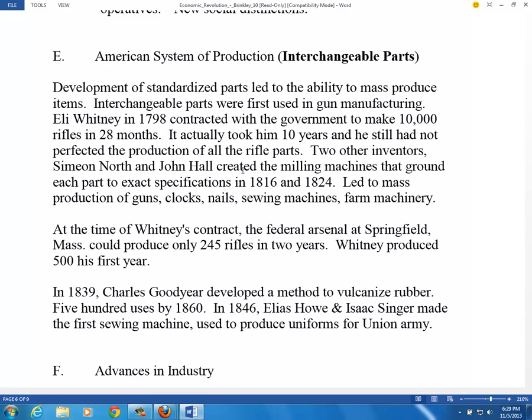I don't know anything about guns. What are the parts of guns? Trigger.